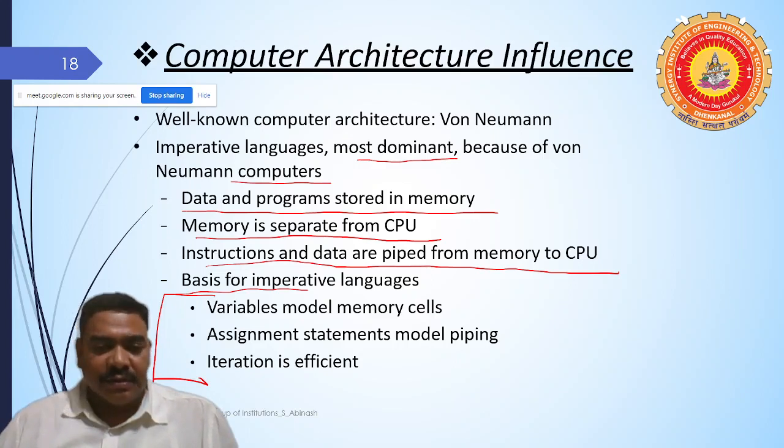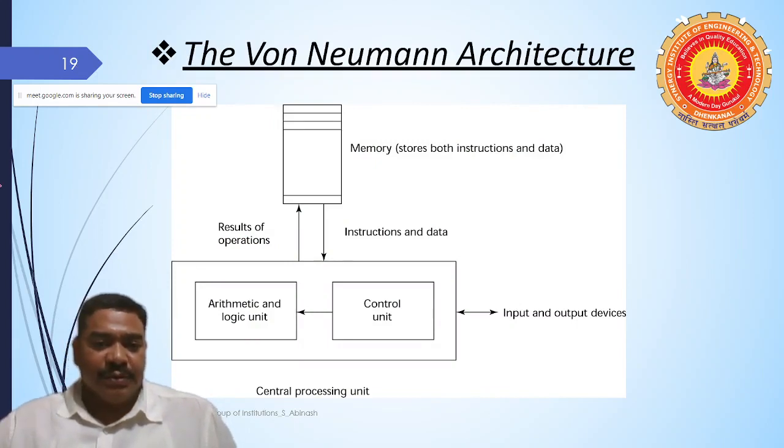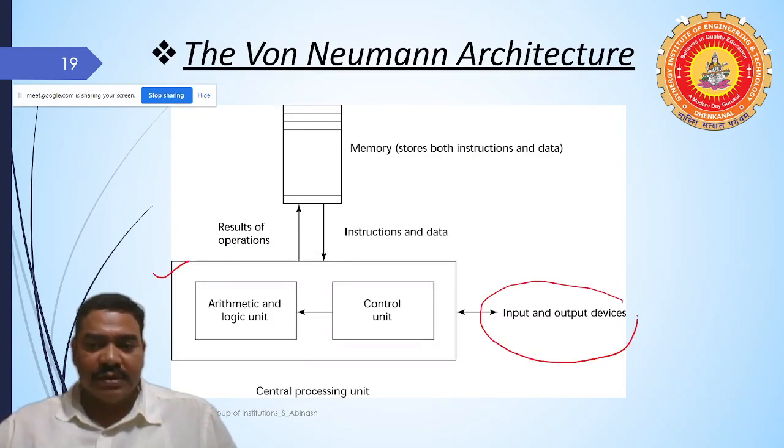Okay, let's go to the next slide. Here, this is the John von Neumann architecture, that is the processor, the central processing unit. We can call it a processor, and the input and output devices are connected to it. And here this is the memory. Memory means the primary memory, right?